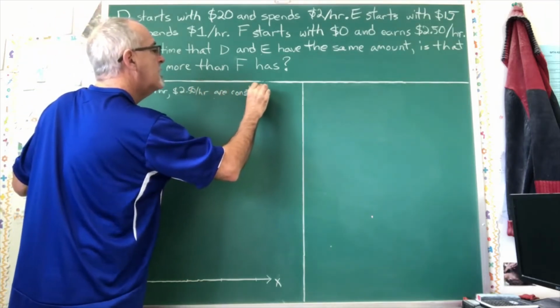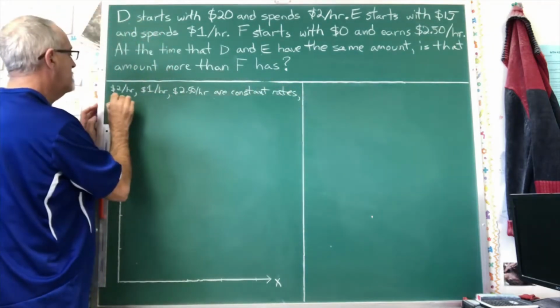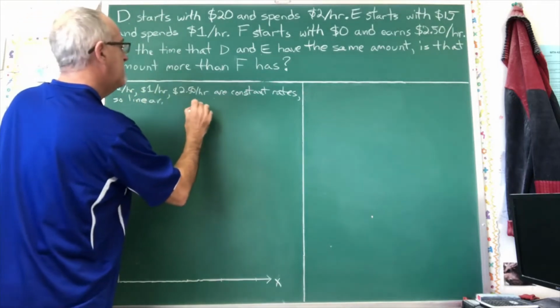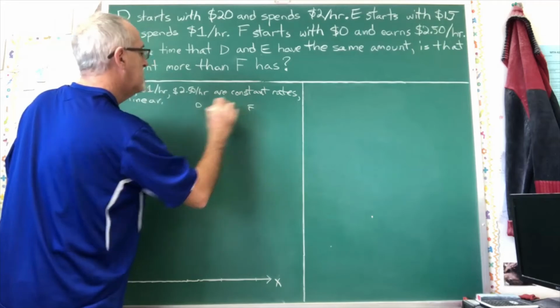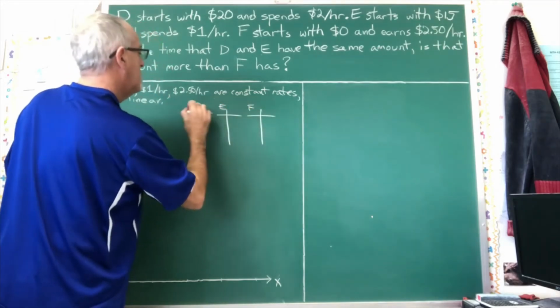So the first thing that I'm writing is that $2 per hour, $1 per hour, and $2.50 per hour are all constant rates. Therefore, this is a linear situation. And now I can get started trying to build a graph so that I can answer it. And the way to build a graph is to make a table of values.